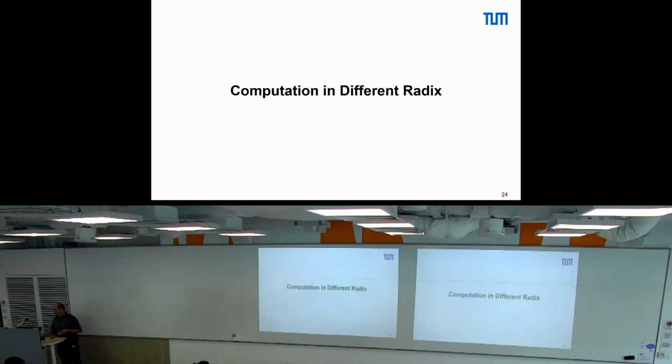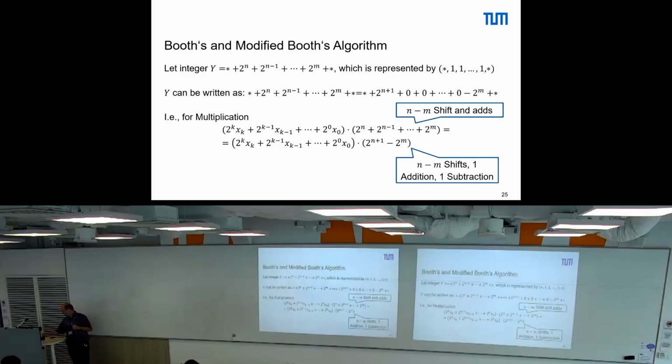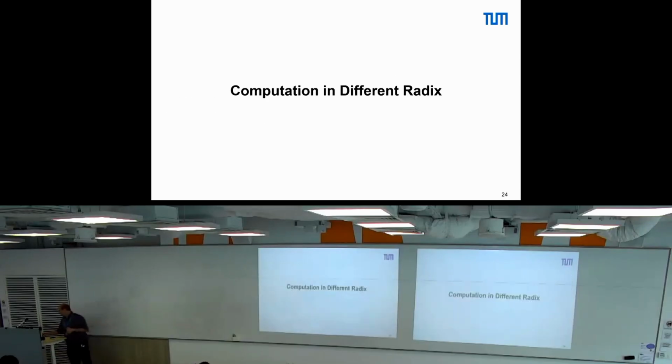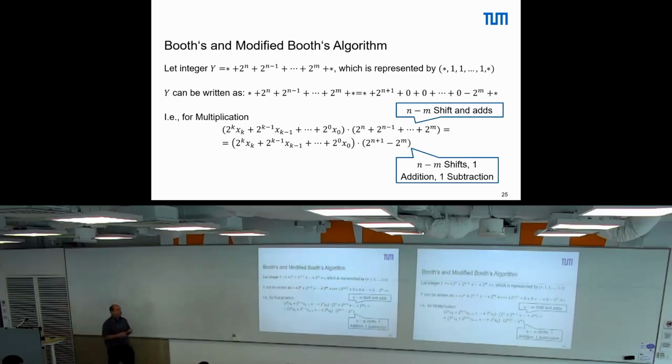Questions to that? Then we can do something which is computation in a different radix. That is usually a little bit tricky to get, but it's not super complex, I promise. So we start maybe here with an example. Let's say we take a number, I make it like this.